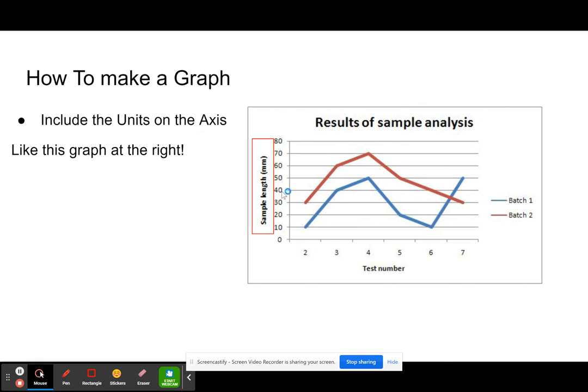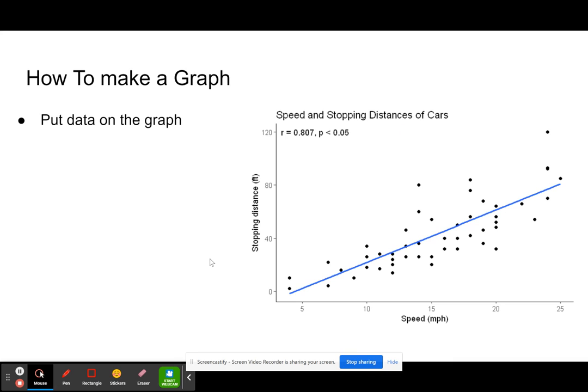Look at this graph here at the right. See how it includes a unit? Now we know we're talking about millimeters. That tells us we're looking at a relatively small thing. Don't forget to add your data. If you have everything set up but you don't have any data, it still doesn't help as much.